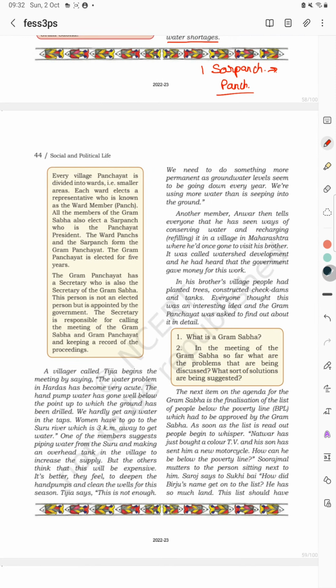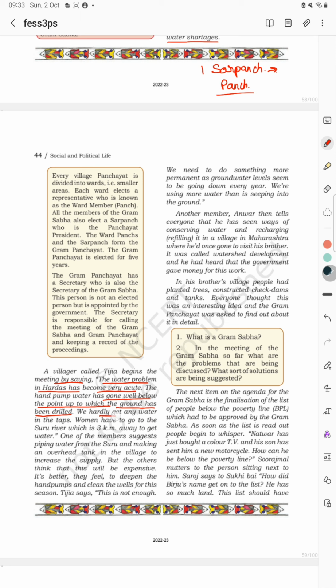A villager called Tijia begins the meeting by saying, the water problem in Hardas has become very acute. The hand pump water level has gone well below the point up to which the ground has been drilled.